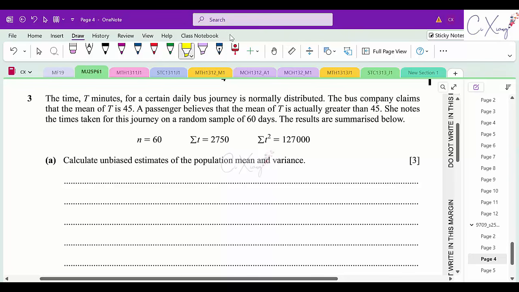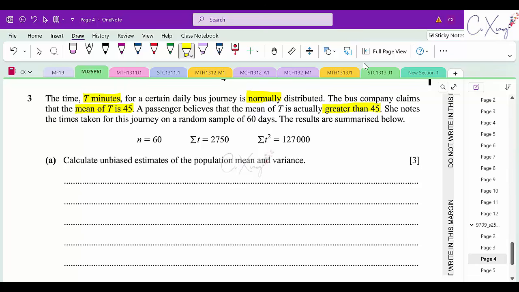Question number 3. We are given the time t minutes of a certain daily bus journey is normally distributed. Highlight the keyword normally distributed. The bus company claims that the mean is 45. But the passenger believes that the mean of t is actually greater than 45.